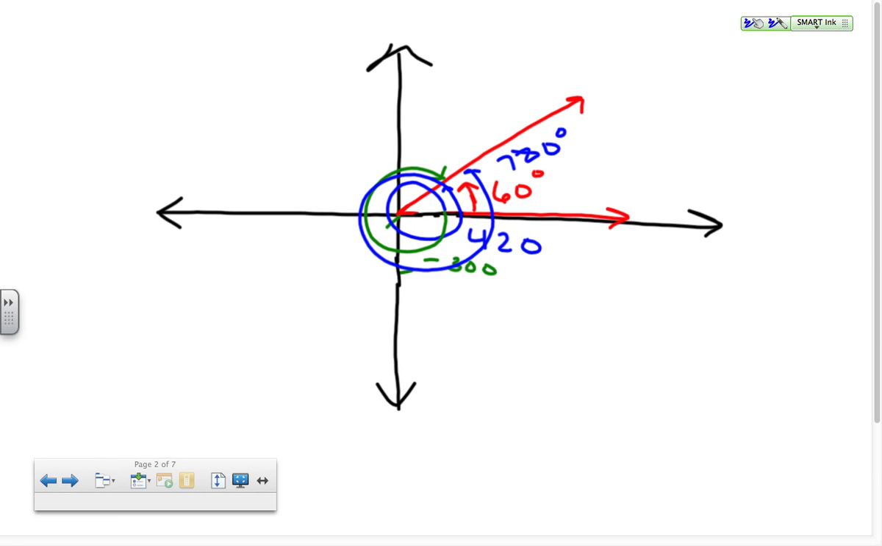780 degrees. Okay. All of these using the exact same angle. Isn't this cool? I think that's really neat. So, alrighty.